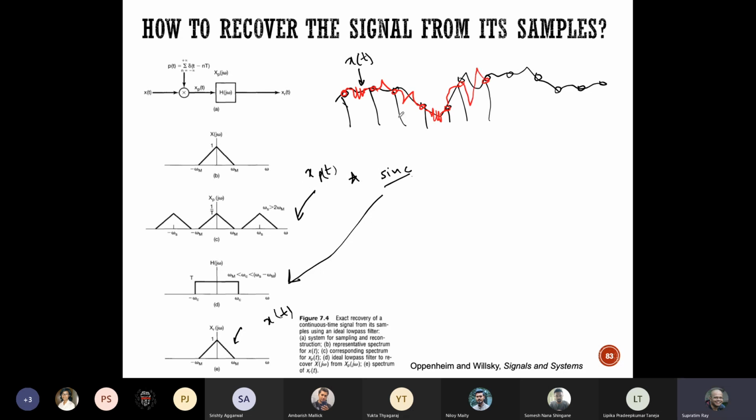So if I just give you the samples back, how do you know that it's not doing what the red curve is doing? It's only doing what the black line is. Because that's what I'm saying. You don't need to know what's between the two samples.